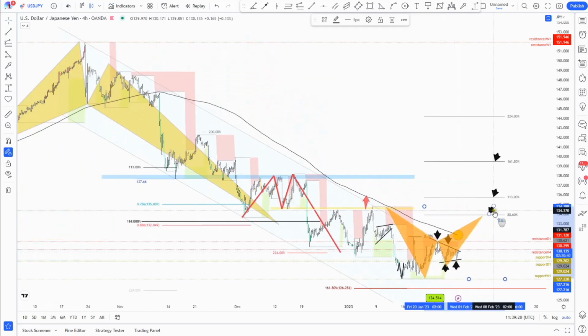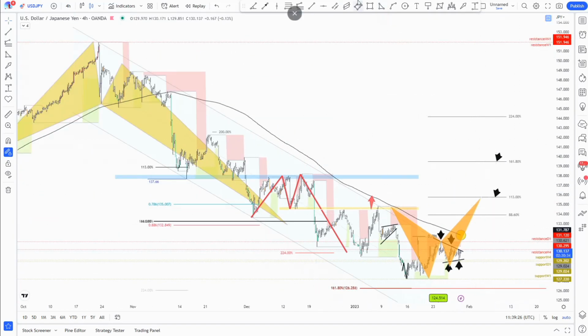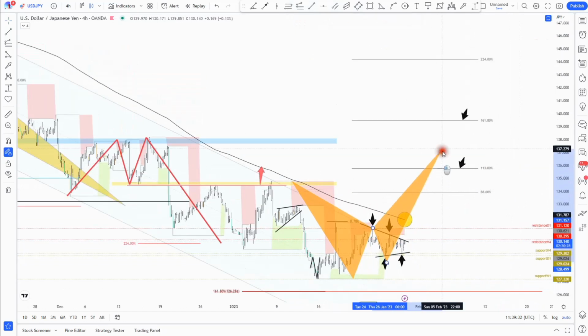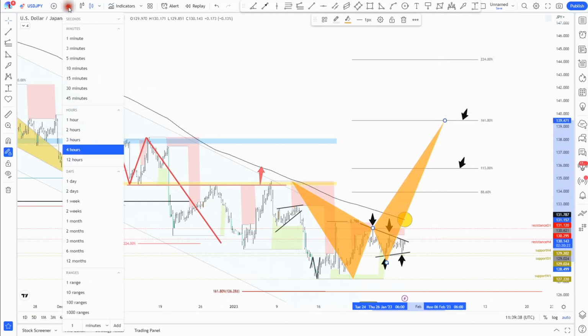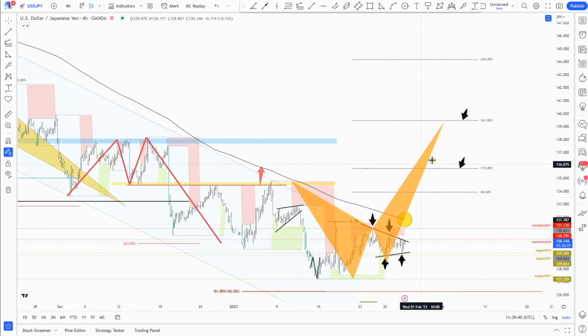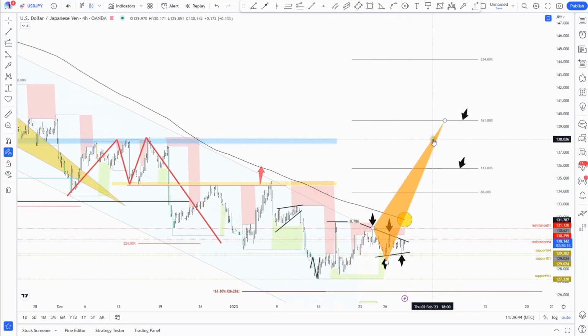So, that being said, I prefer to wait for a move to the 113% Fibonacci extension, searching for the alternate bat pattern at the 113% Fibonacci extension level, or the 161 and the formation of the bearish scrap pattern. This is a 4 hours time frame. This may take a lot of time, at least it will not be so fast to form, so we need to wait for that possibility.